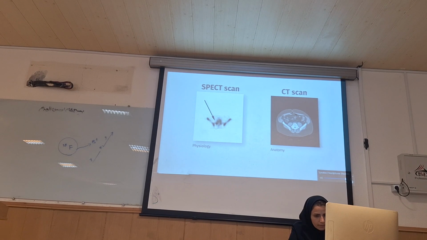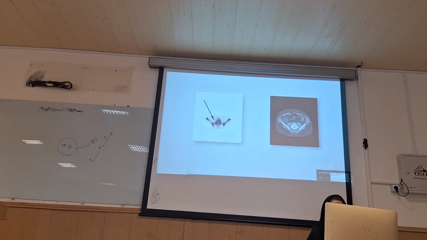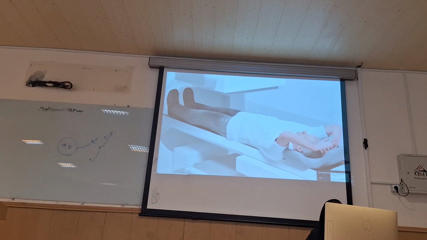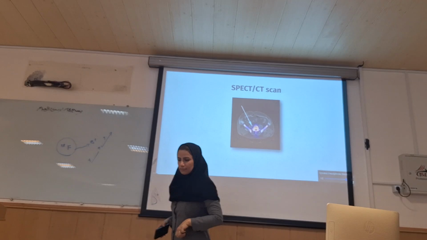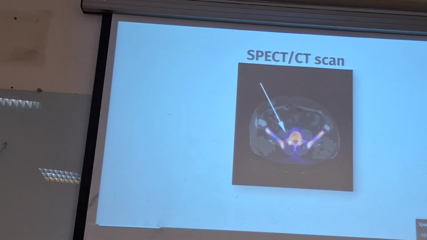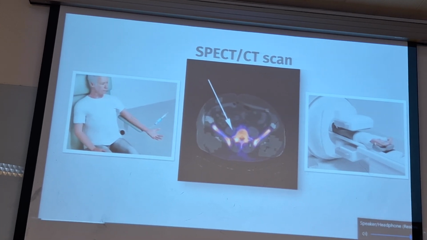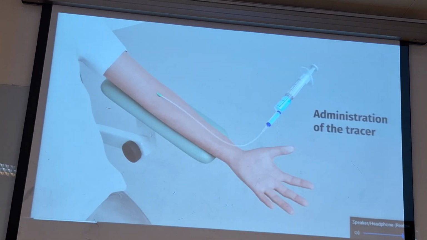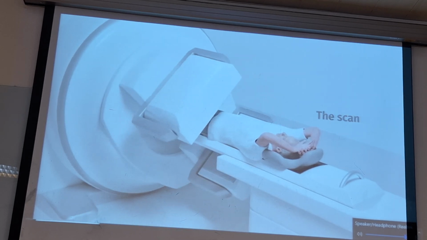Today, generally a SPECT CT scan is performed. Images from the two different types of scans are captured during one session using a hybrid scanner, and the images are combined. Each piece of information is important, but when combined, they are even more useful. A SPECT CT scan is undertaken in two parts: the administration of the tracer and then the scan that shows how the tracer behaves in your body.